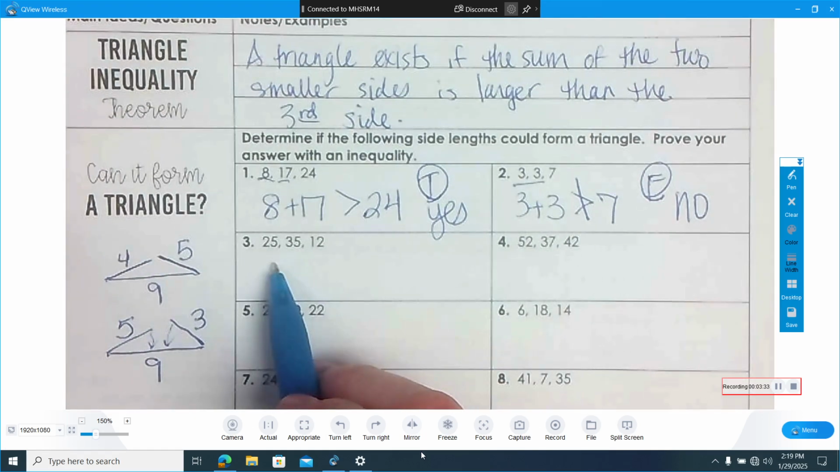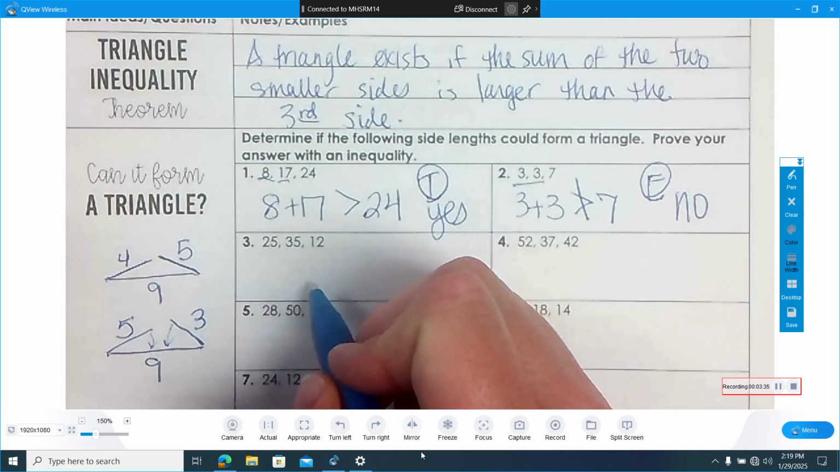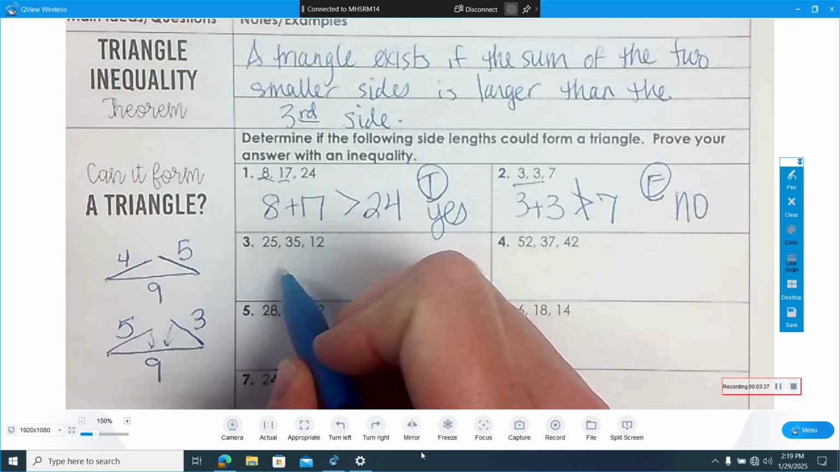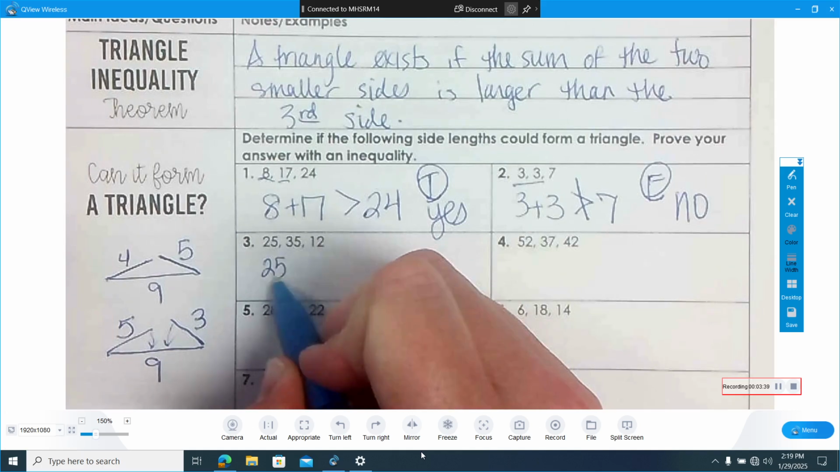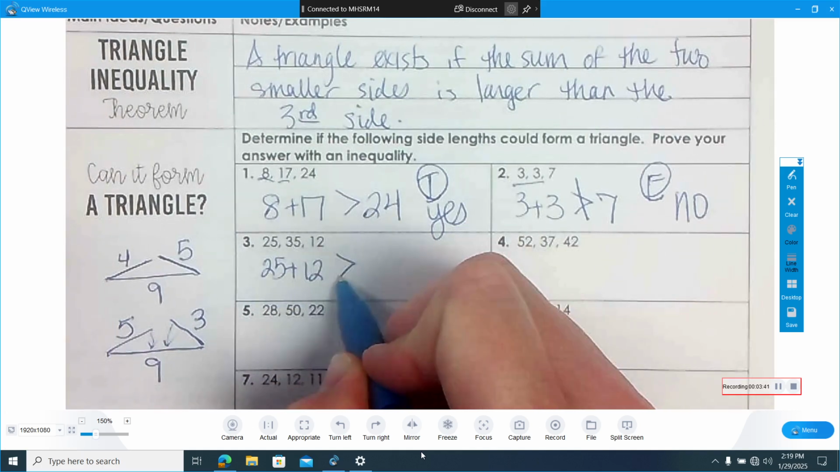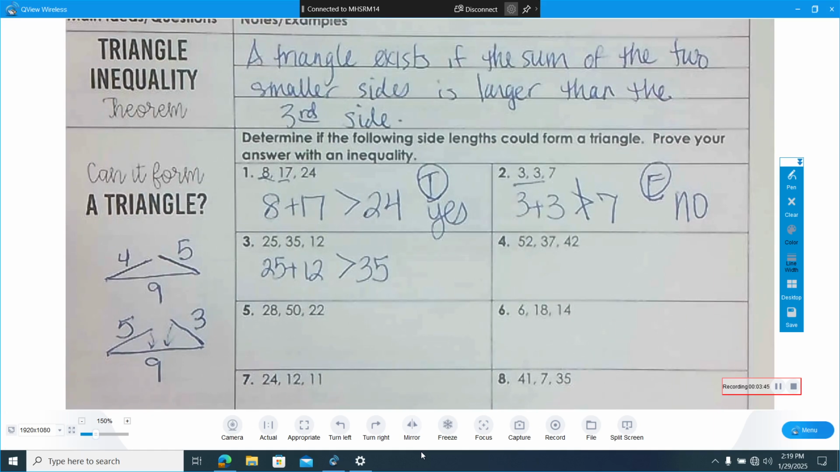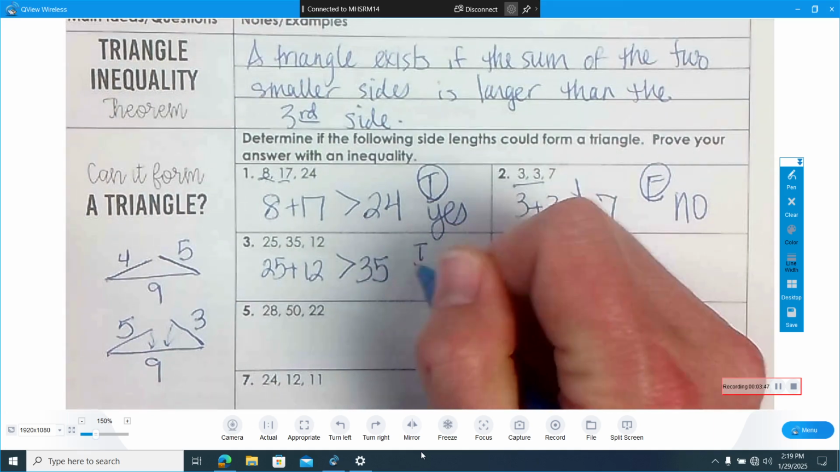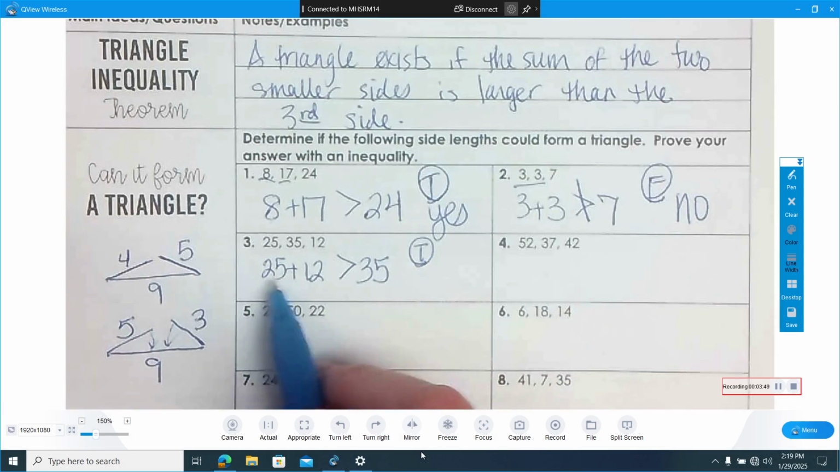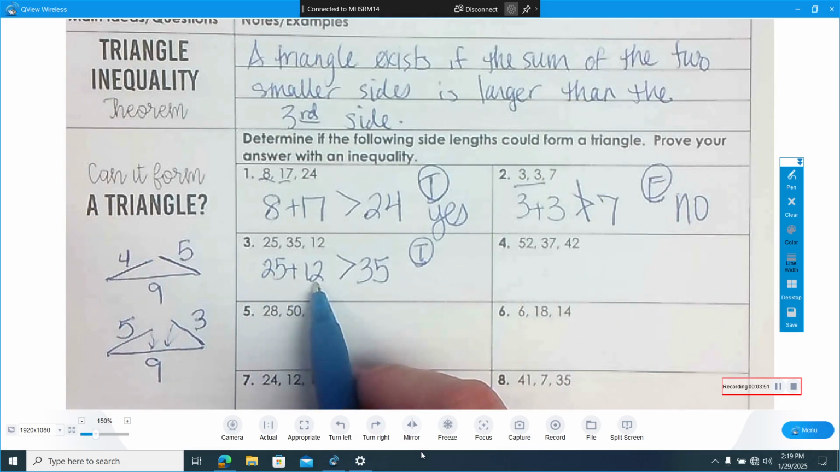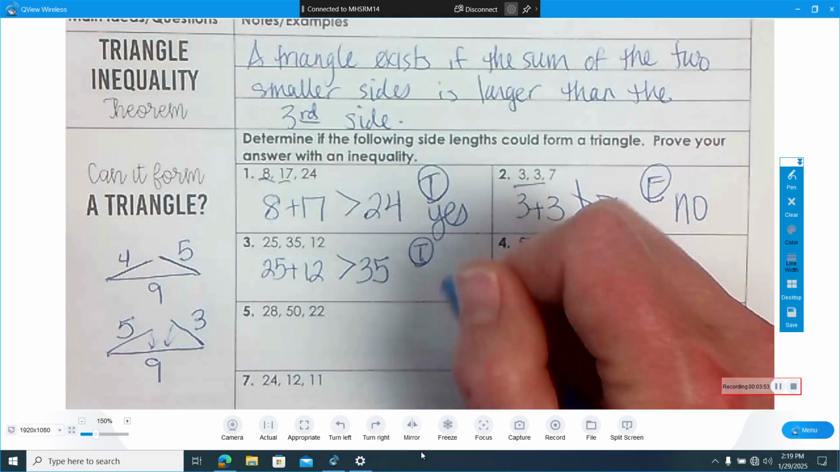What about number 3? What are our 2 small sides? 25 and 12. Is 25 plus 12 greater than the third side? True or false? True. Do we all agree? Okay, 25 and 12 is 37. So yes, that makes a triangle.